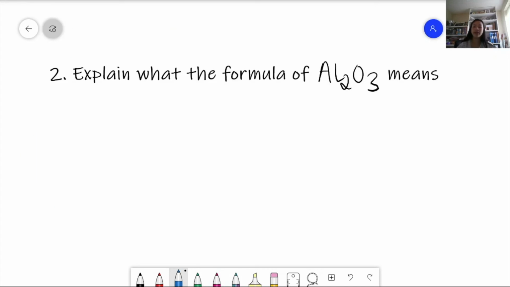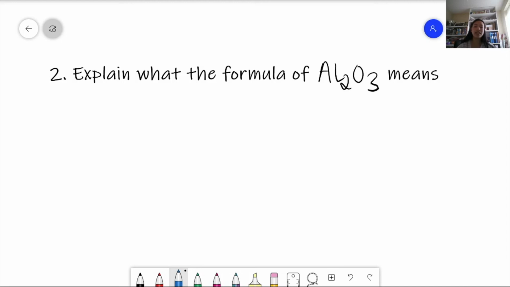So number 2, explain what the formula of Al2O3 means. Feel free to click off the video and try it first. But this one's a bit confusing because it comes up sometimes and it's quite hard to know what they kind of want from the question. But they're just asking what it means for there to be 2 aluminium ions and 3 oxide ions, basically.